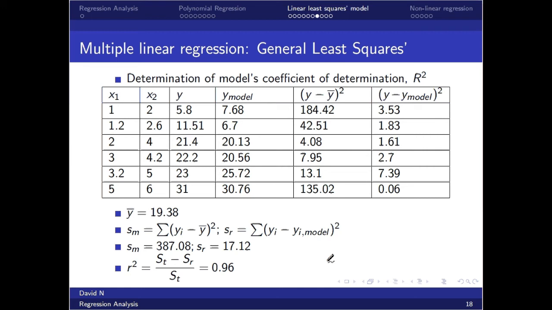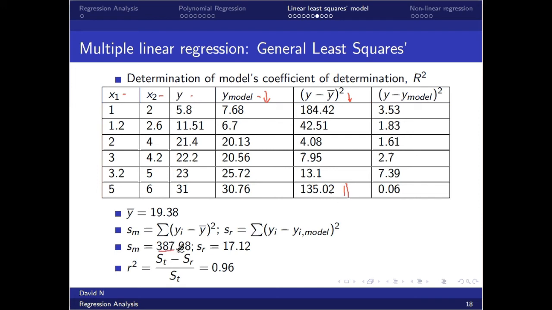Now let us find the R squared value for the data points. Here x1 and x2 are the independent variables, and y is the dependent variable. The model findings from the linear least squares model are given in this particular column. The difference between y and y mean when it's squared gives us this particular column, which when summed up gives us SM.